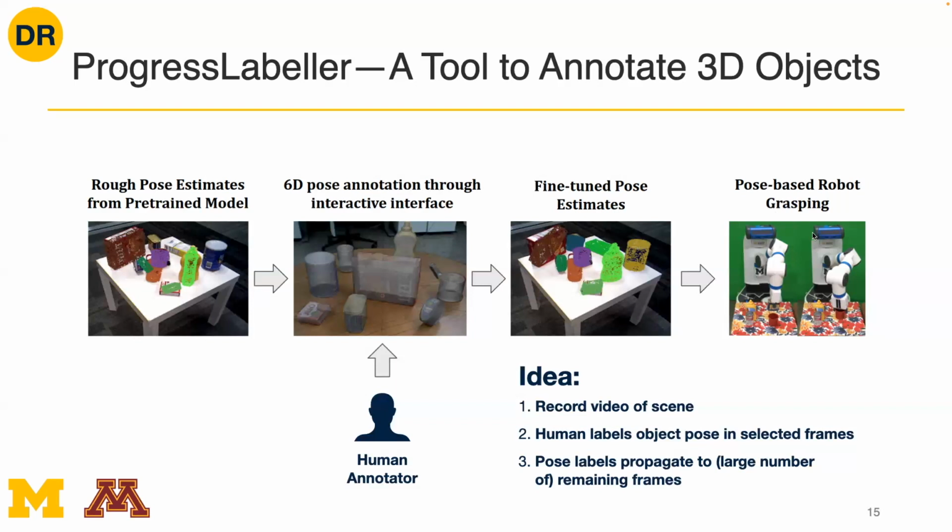So the idea is to record a video of the scene, and use the video in a way where the human would only have to label a select subset of the frames. They don't have to label every single frame. We just have them label a subset, and then propagate the labels from that subset to all of the video frames, so that you have many, many more labels than what the human originally annotated.